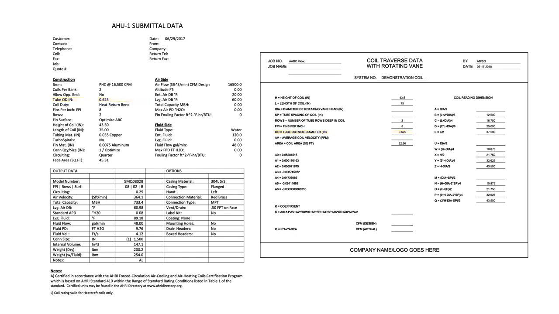On the AHU-1 submittal data sheet, the airflow CFM design is documented as 16,500 for two coils, top and bottom. Therefore, each coil for the airflow CFM design is 16,500 divided by 2, which is 8,250 CFM for the top coil and 8,250 CFM for the bottom coil.